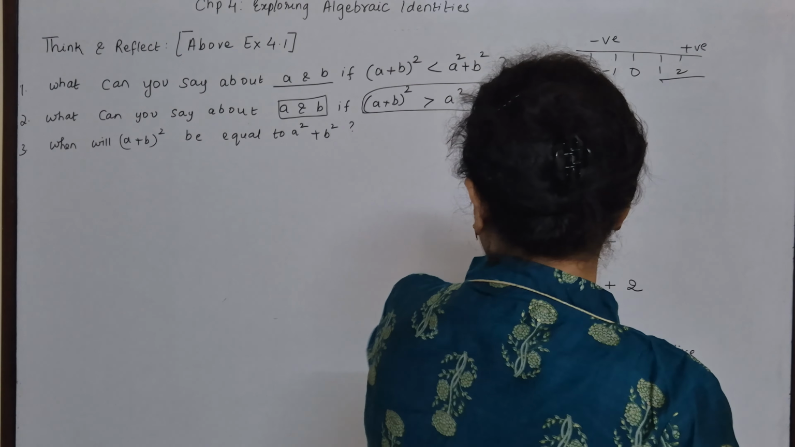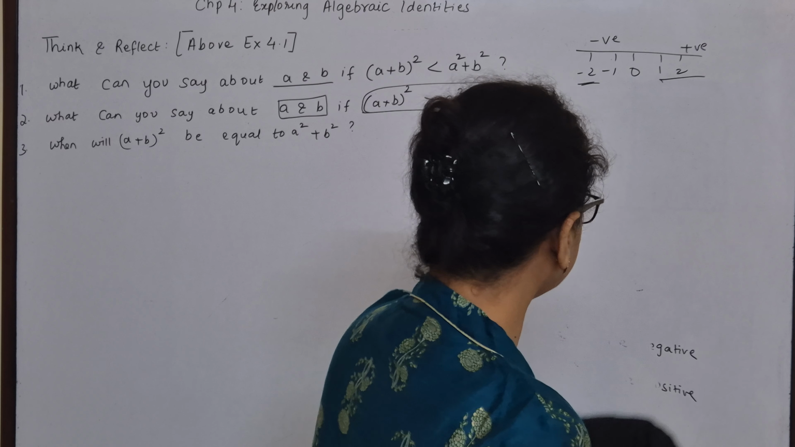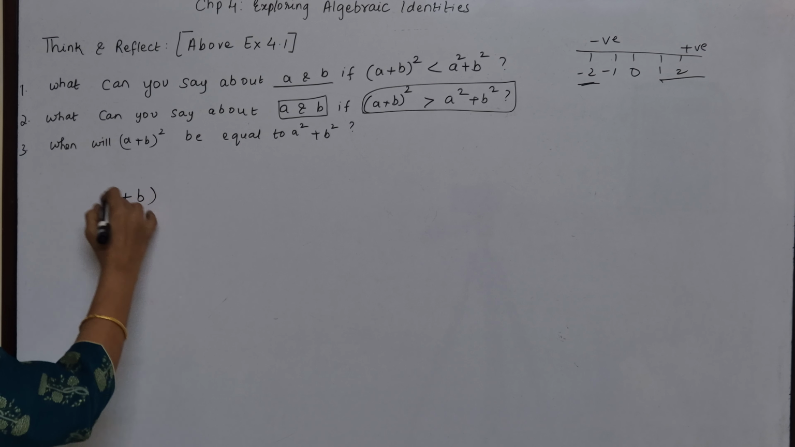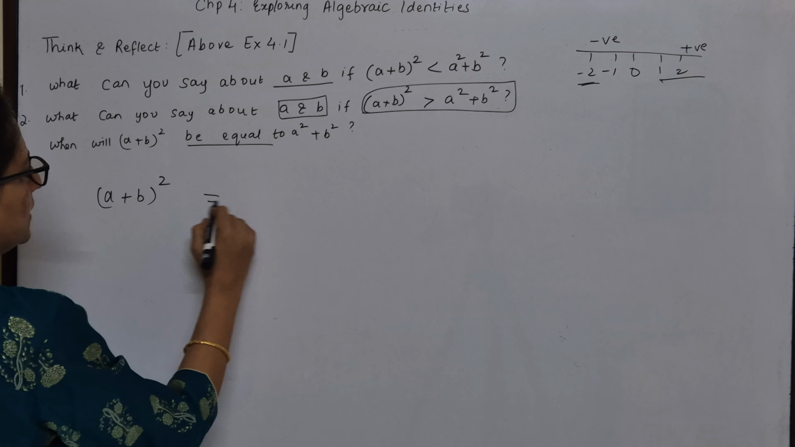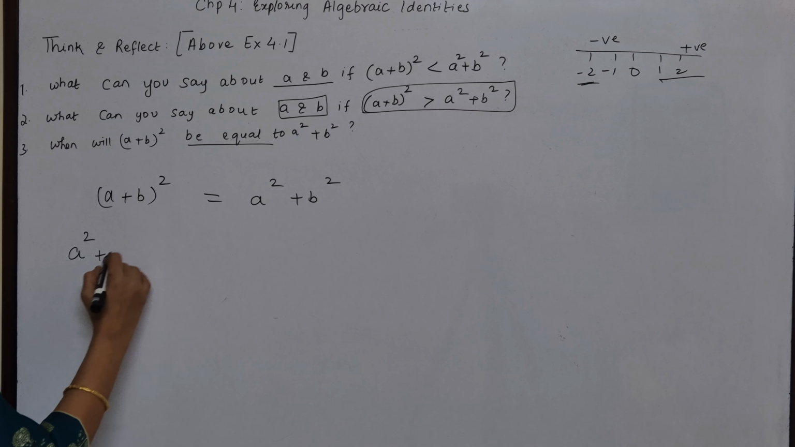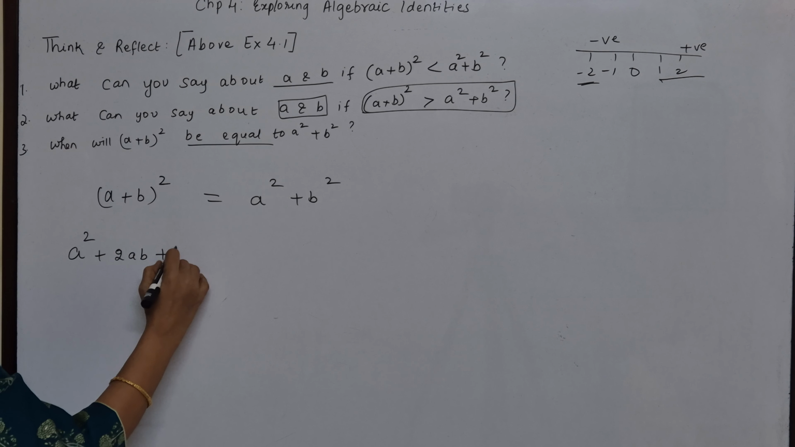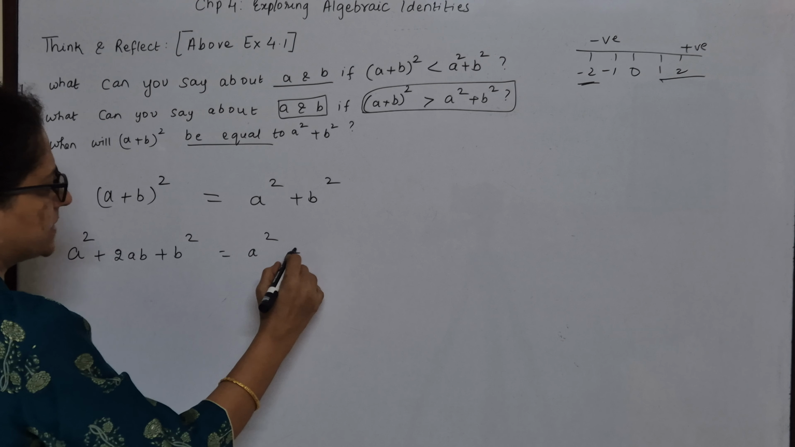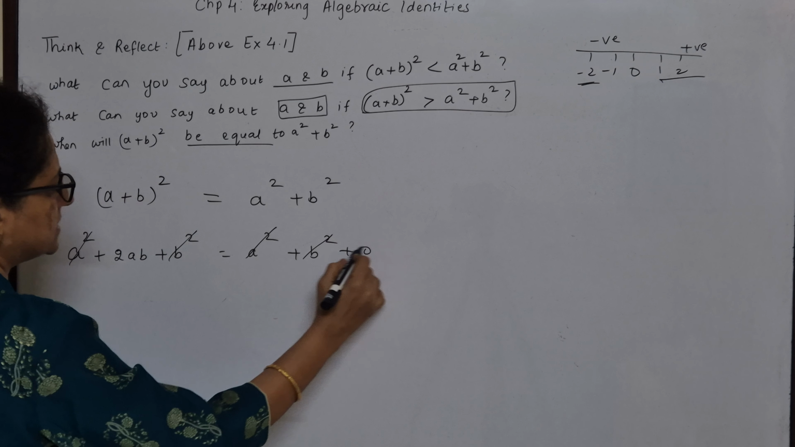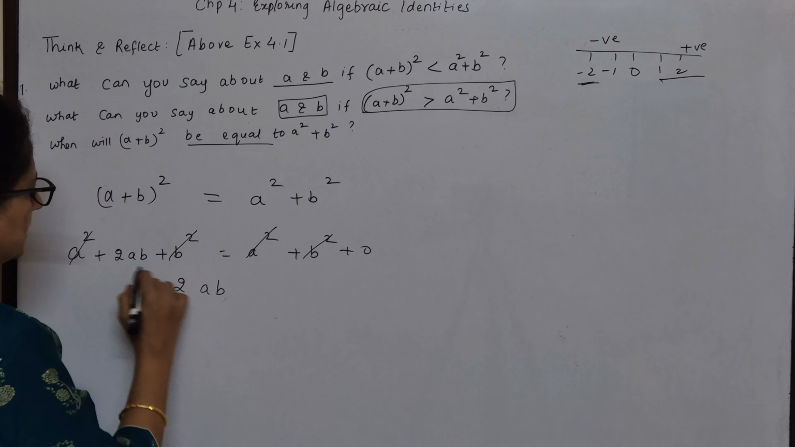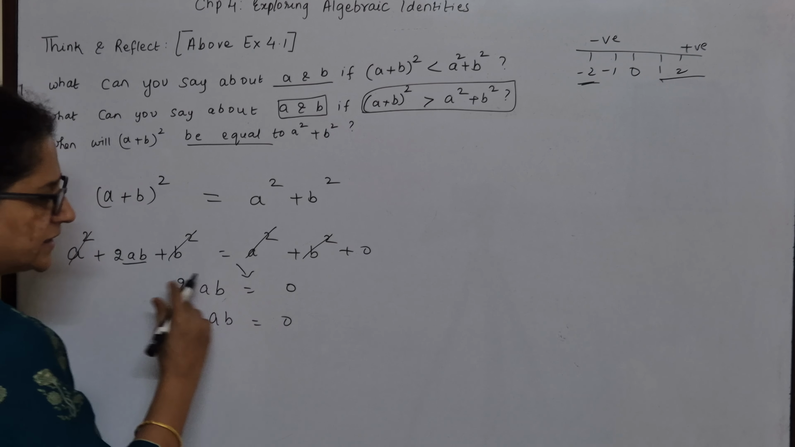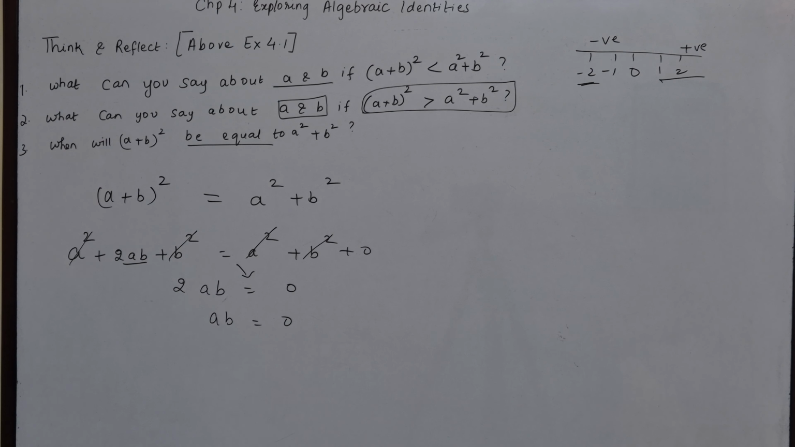Okay. So next is, when will (A plus B) the whole square be equal to A square plus B square? Again this is the same identity one: A square plus 2AB plus B square is equal to A square plus B square. Subtracting A square plus B square from both sides, only 0 is remaining. 2AB equals 0, and dividing by 2 on both the sides, AB equals 0. That means AB should be 0.